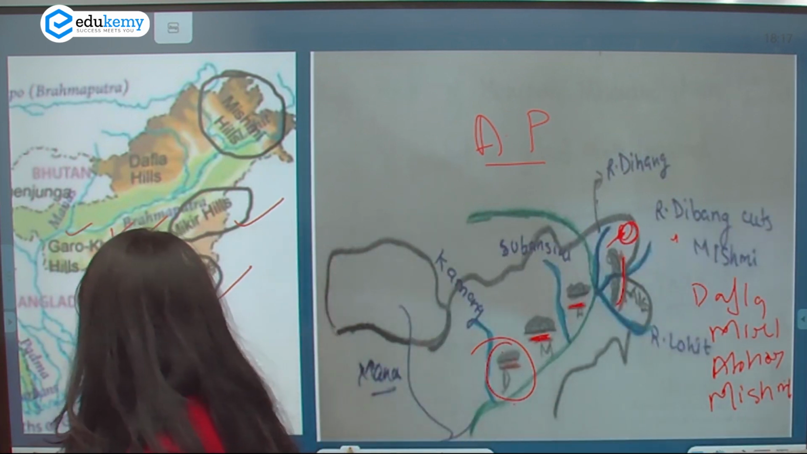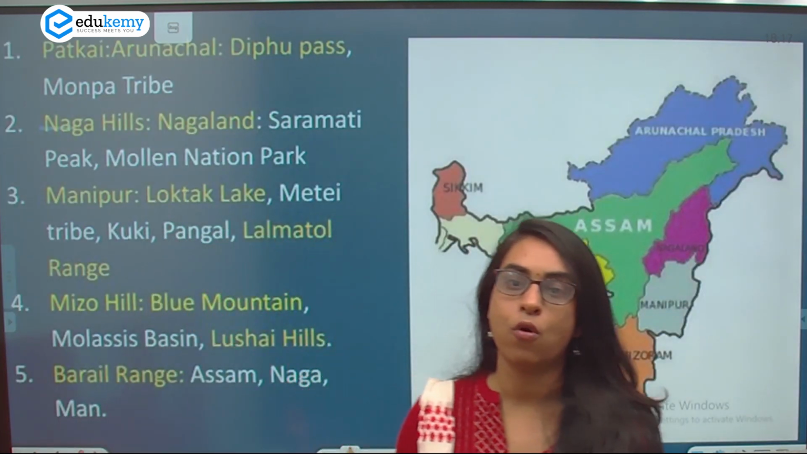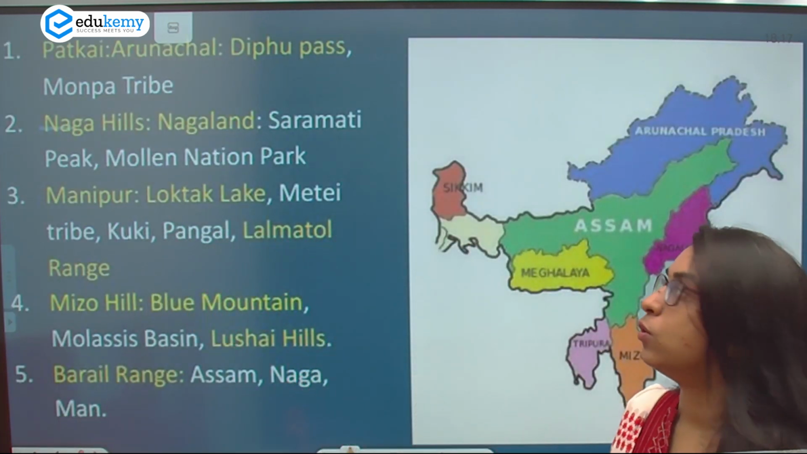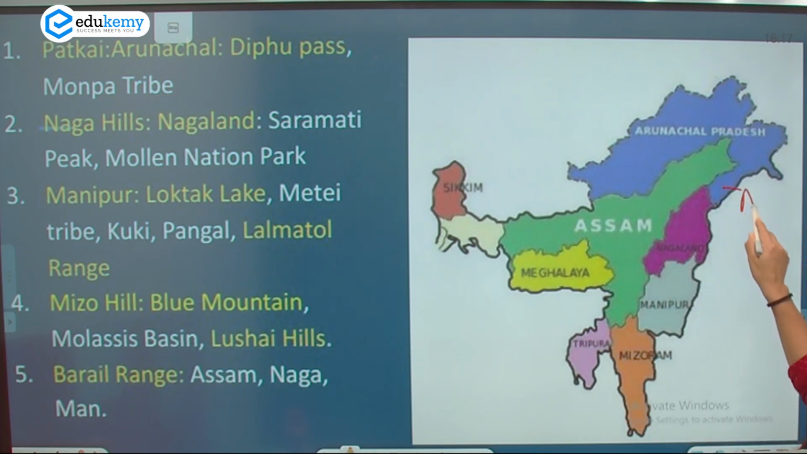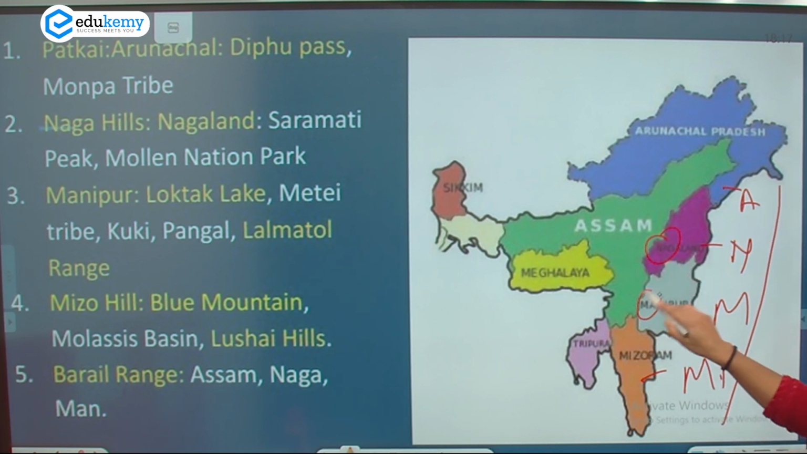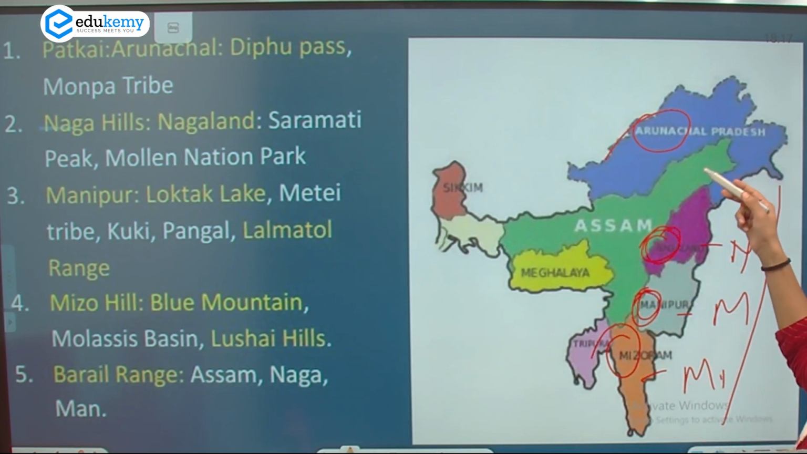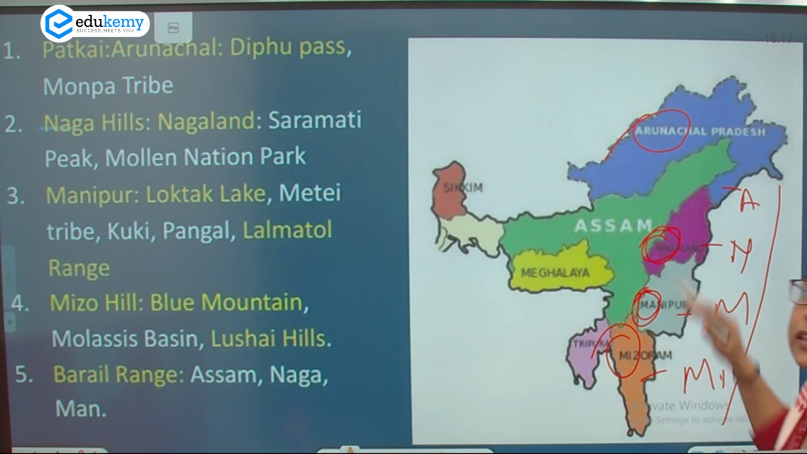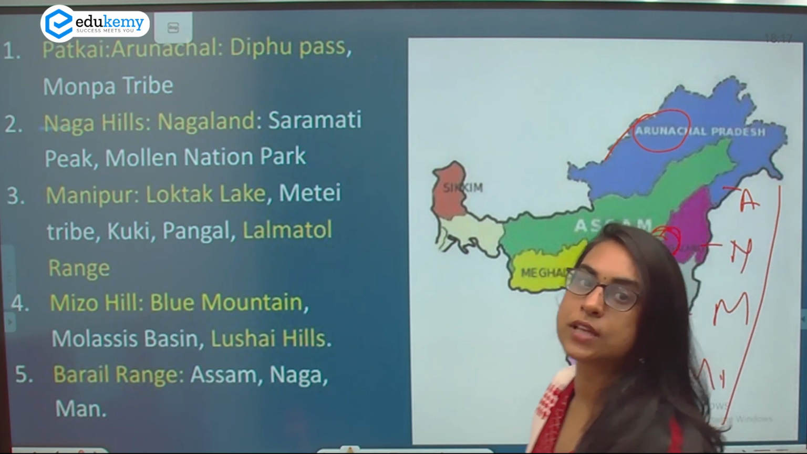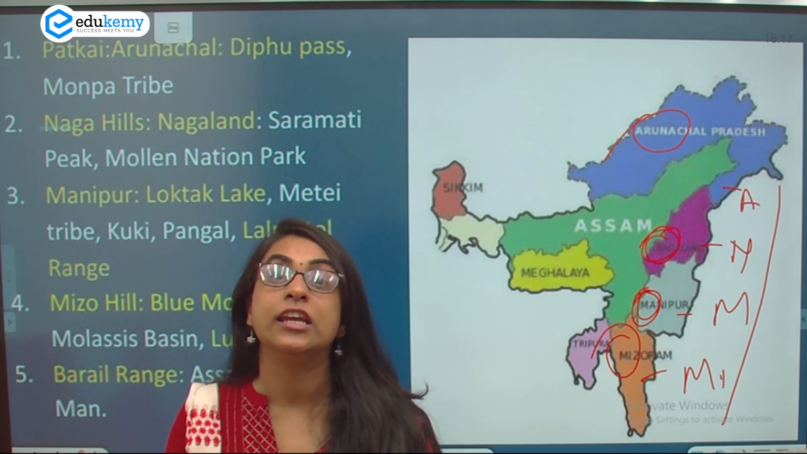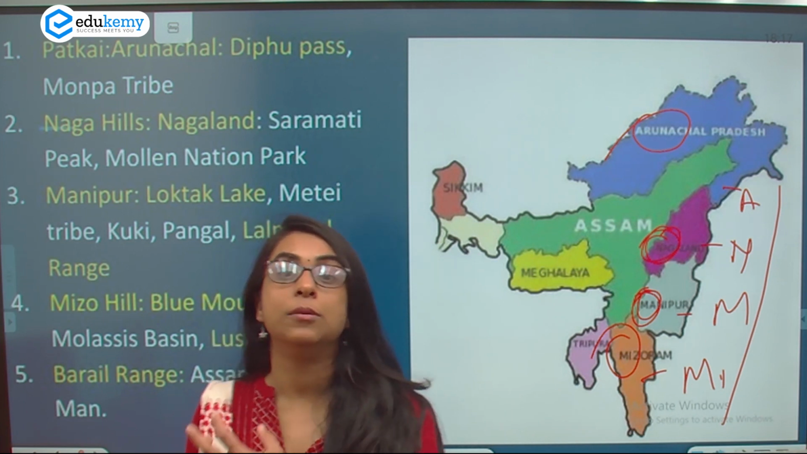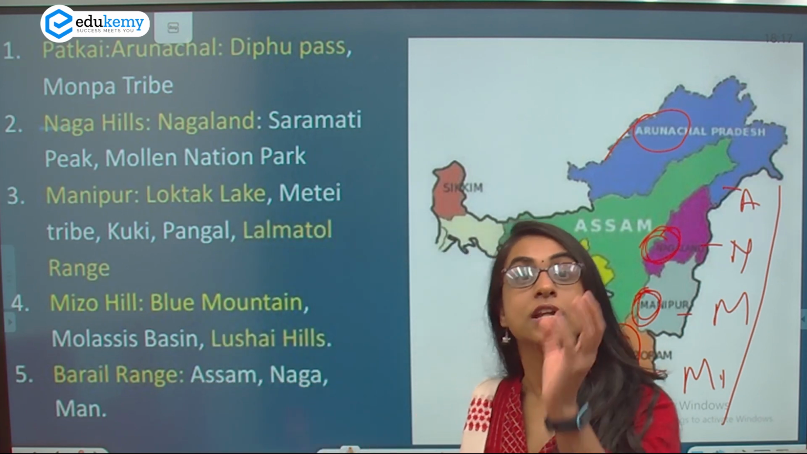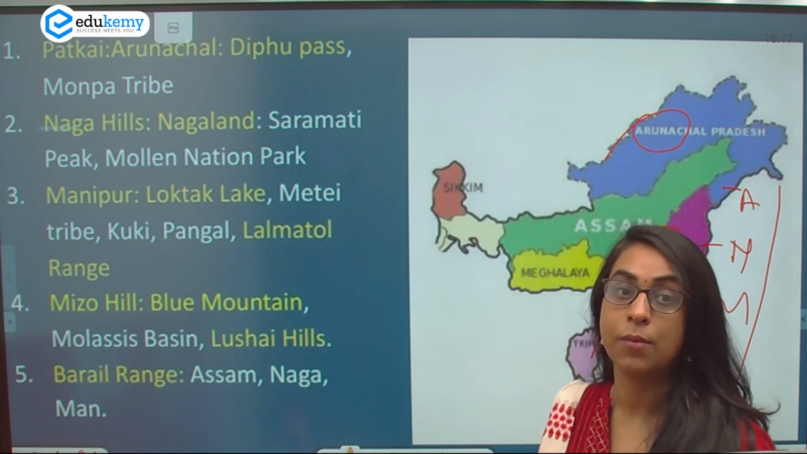Now with this, let's further see the map of the northeast. The map of the northeast is like Arunachal Pradesh, Nagaland, Manipur and Mizoram. So it is Aru, Na, Ma, Mi: Arunachal, Nagaland, Manipur and Mizoram. These are the important states north to south in your northeast. Now what are the important passes? What are the important biosphere reserves? That has to be seen, because similar questions for the northeast can come in your examination.